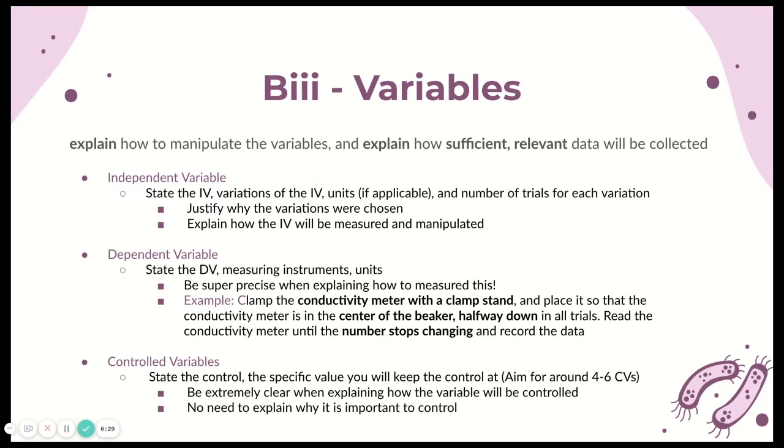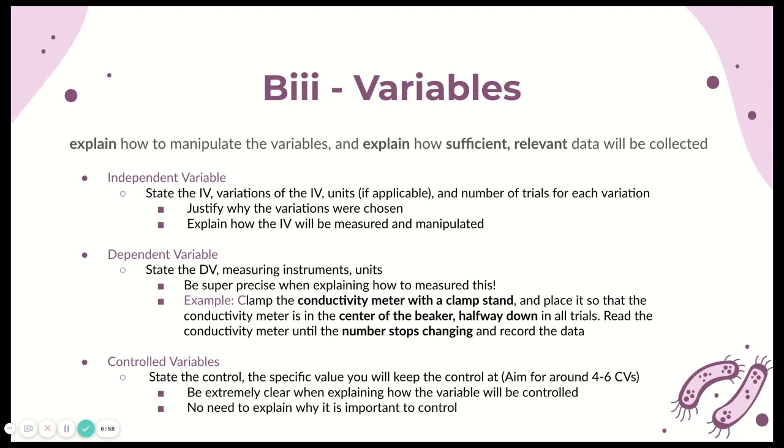You'll have to justify why the independent variable variations were chosen and justify why the number of trials were chosen. You don't need to make this section super long. And in the controlled variable section, you should aim for around 4 to 6 controlled variables, and you won't have to explain why it is important to control. So it is important to know that it is important to control, but it's not assessed.